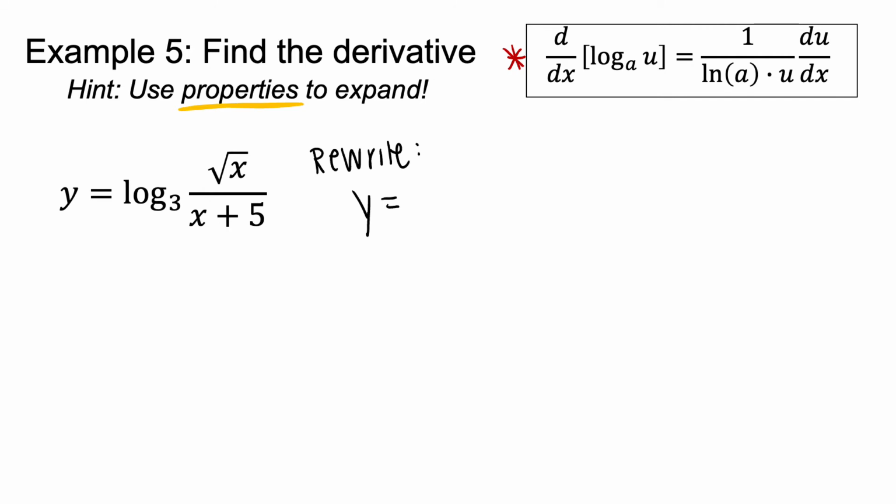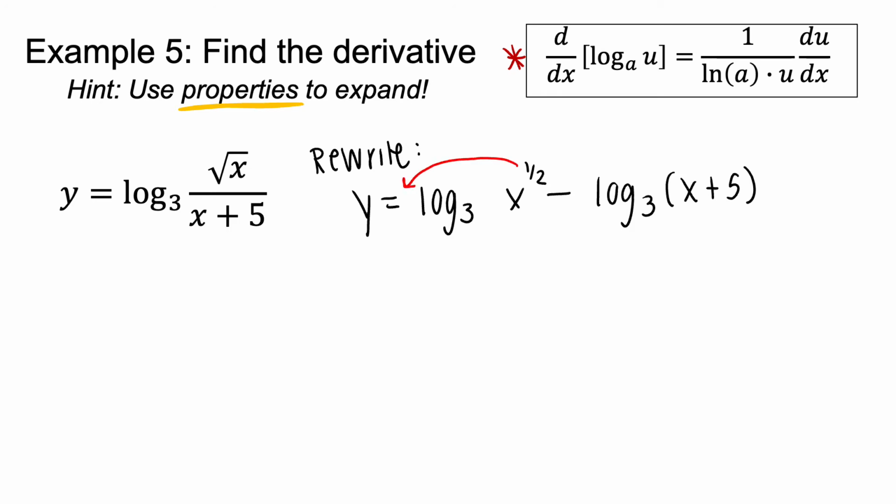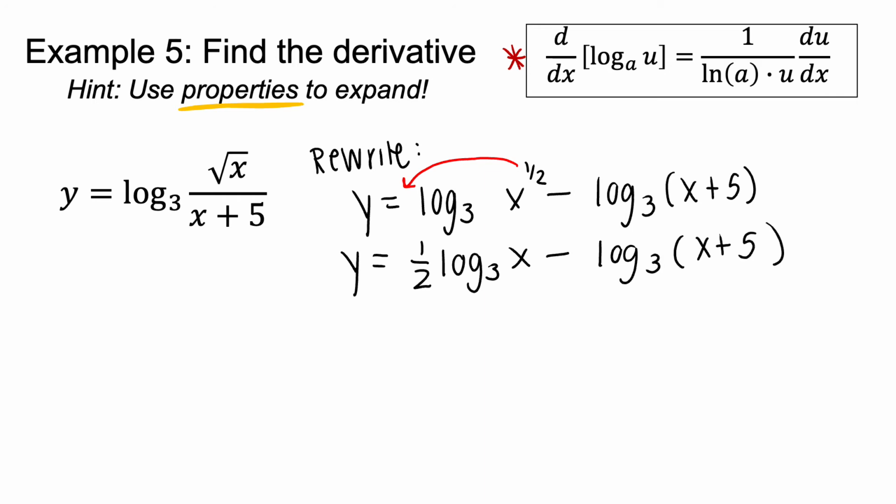as y equals, and we can break our division using subtraction. So log base 3 of the square root of x minus log base 3 of x plus 5. And I'm actually going to change my square root of x to be x to the 1/2 power, because I know I can pull my 1/2 in front. So this is really y equals 1/2 log base 3 of x minus log base 3 of x plus 5. So starting by rewriting this out, now I can go ahead and use my rule for both pieces.